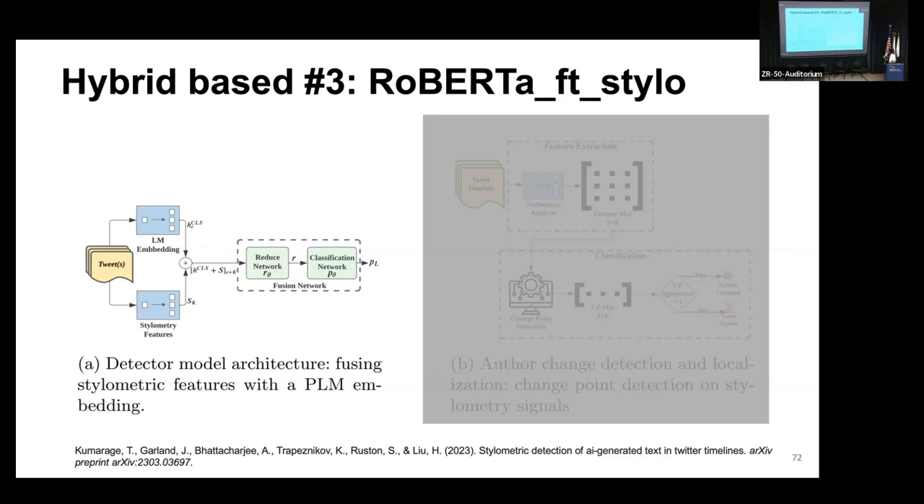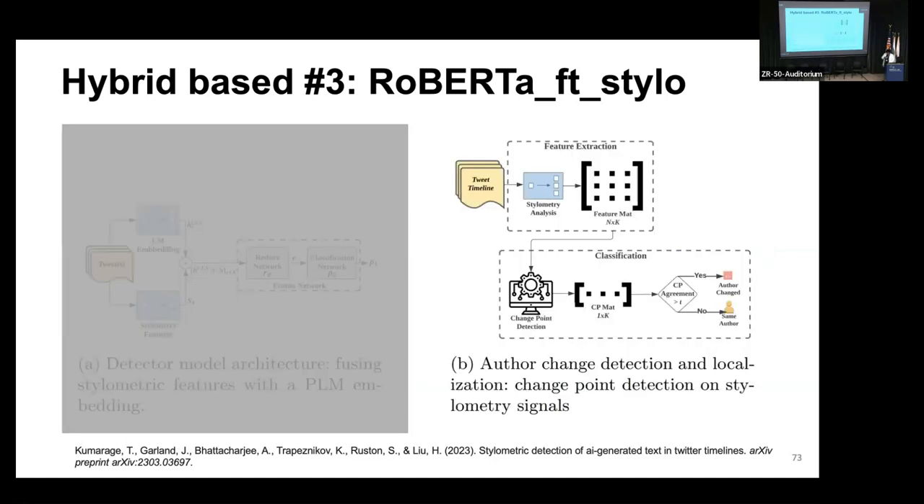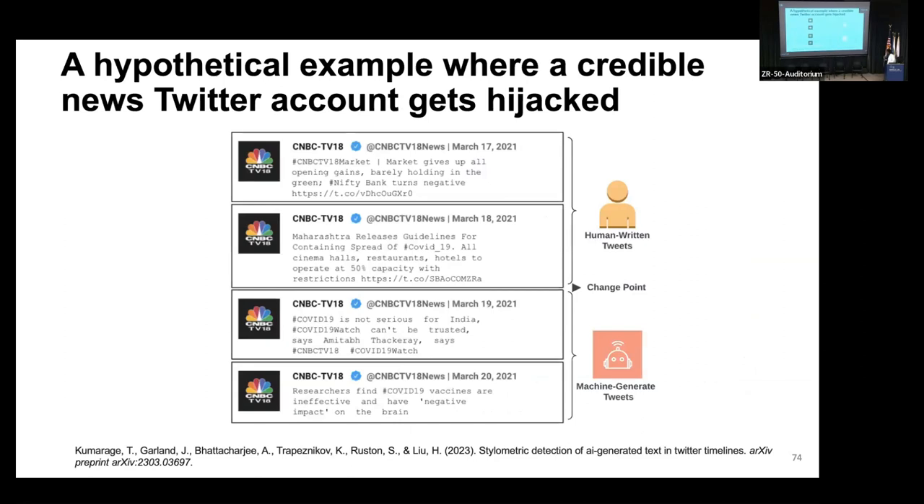But these people did an interesting thing where they combined RoBERTa and stylometric features. So they just got some stylometric features and they got the RoBERTa weights and they concatenated them and used that for their classifier. And for the stylometric features, they got some features to detect the change point of the authorship, which is specific to the task that they were solving.